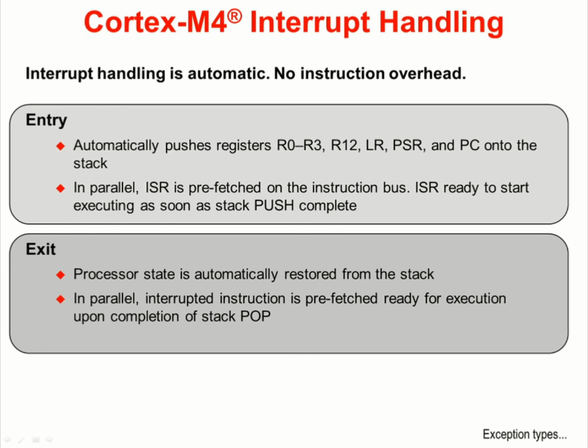Cortex-M4 interrupt handling is totally automatic. There's no instruction overhead. On entry, the device automatically pushes registers R0 through R3, R12, the LR, the PSR, and the program counter onto the stack. In parallel, the address of the applicable interrupt service routine is prefetched onto the instruction bus. The ISR is then ready to start execution as soon as the last stack push is complete.